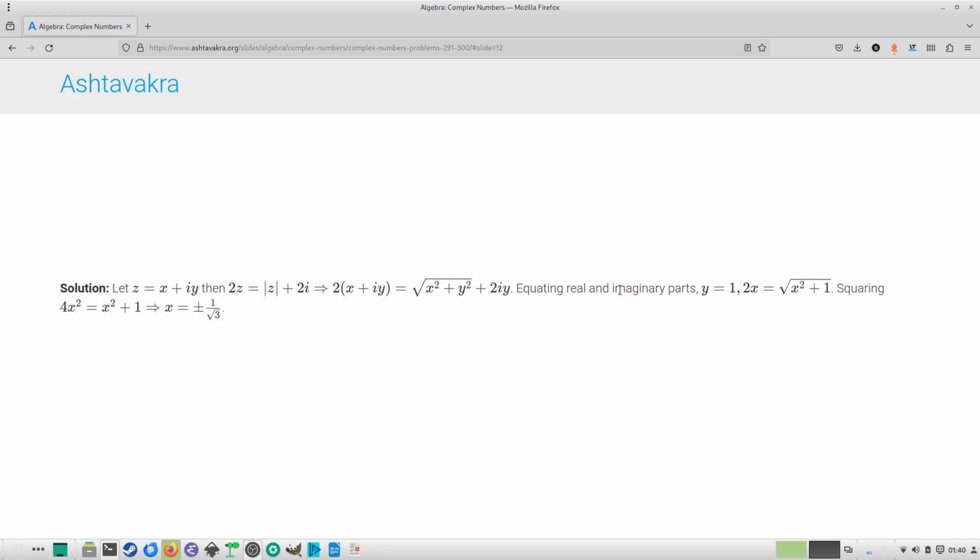So we equate real and imaginary parts, we get y is equal to 1 and 2x is equal to square root of x square plus 1. So we square this, we get 4x square is equal to x square plus 1. That is x is equal to plus minus 1 by root 3. So we get two complex numbers, 1 by root 3 plus i and minus 1 by root 3 plus i.